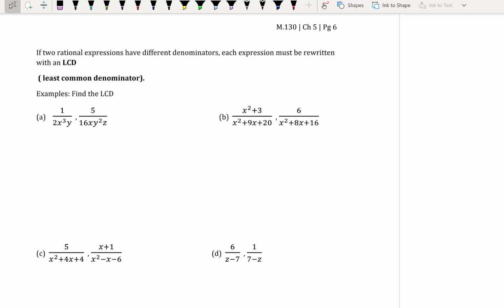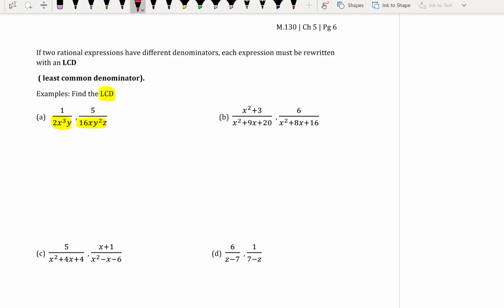Now, what happens if you have a fraction and they're not the same, right? We're adding or subtracting and our fractions are different. The denominators are different. Well, that tells us that we need to find the LCD, the least common denominator. So let's practice that first before we actually start adding and subtracting. So the only thing we're looking at is going to be the denominators.